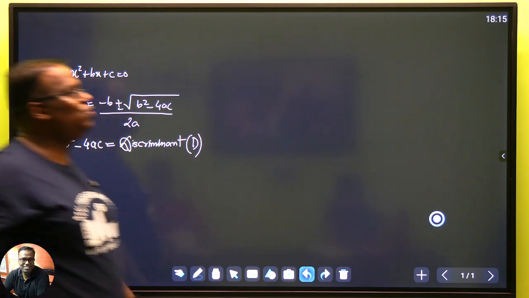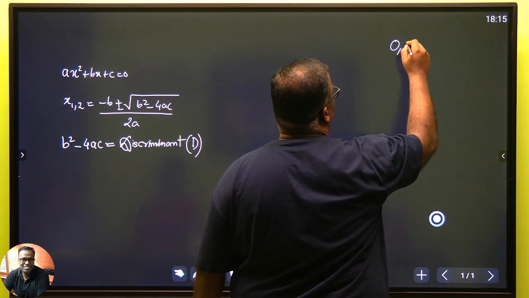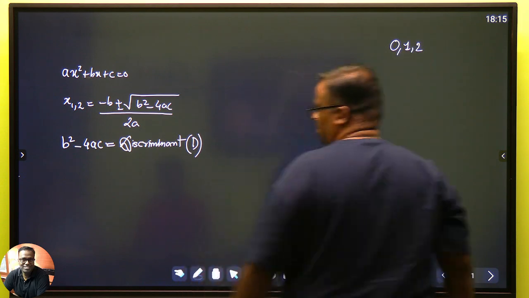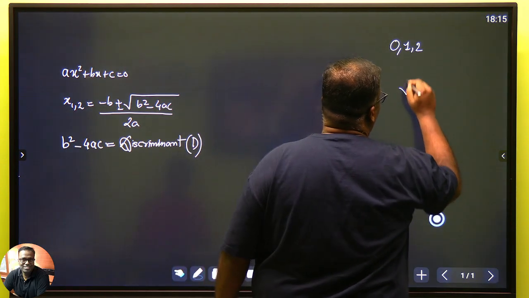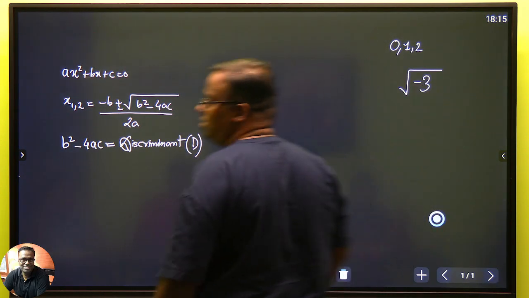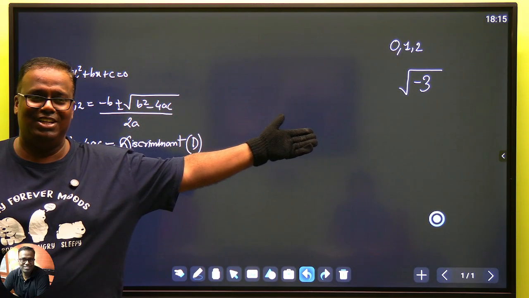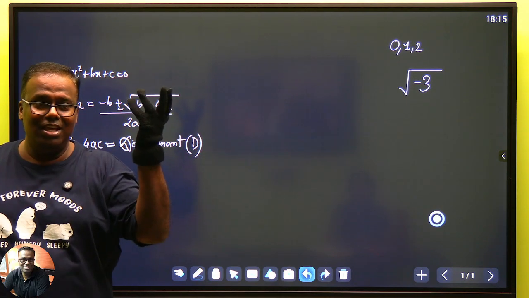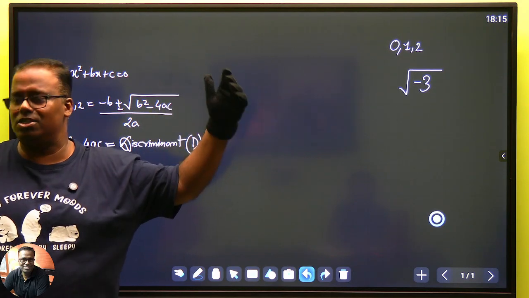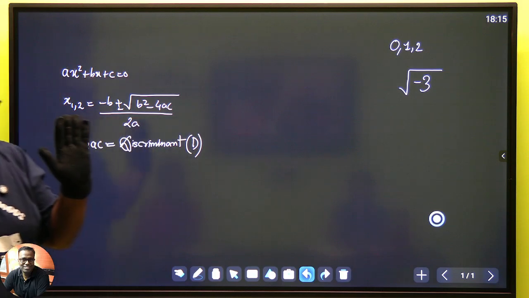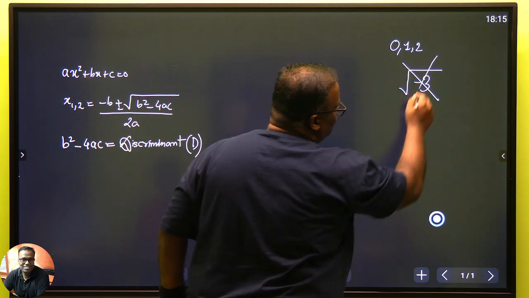Theek hai? Ab aap socho, how many solutions can a quadratic equation have? Zero, no solution, one solution, two solutions. Agreed? Tell me children, have you ever been able to solve something like this? Aisa koi cheez solve kar paaye ho? Square of a number which gives negative. Root of minus 3 means some number a, a multiplied by a should give you minus 3. Halaki isko aap 11 mein padhoge, these are called complex or imaginary numbers, but in real numbers they don't exist. Do you agree?